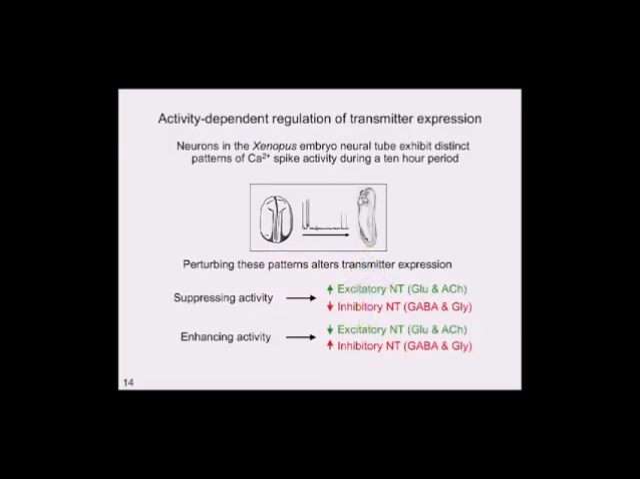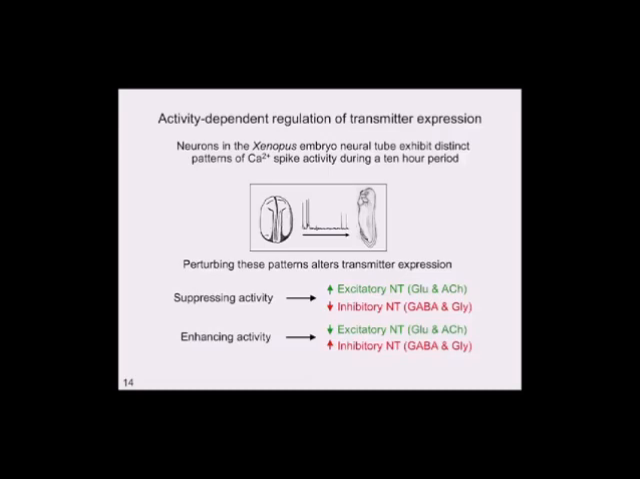And the real interest was that suppressing activity led to a change in the numbers of neurons expressing excitatory and inhibitory neurotransmitters. So when activity is suppressed, the number of neurons expressing glutamate and acetylcholine goes up, and the number of neurons expressing inhibitory neurotransmitters, GABA and glycine, which are in fact inhibitory at this stage in this embryo, goes down. In contrast, when activity is enhanced, just the opposite occurs.